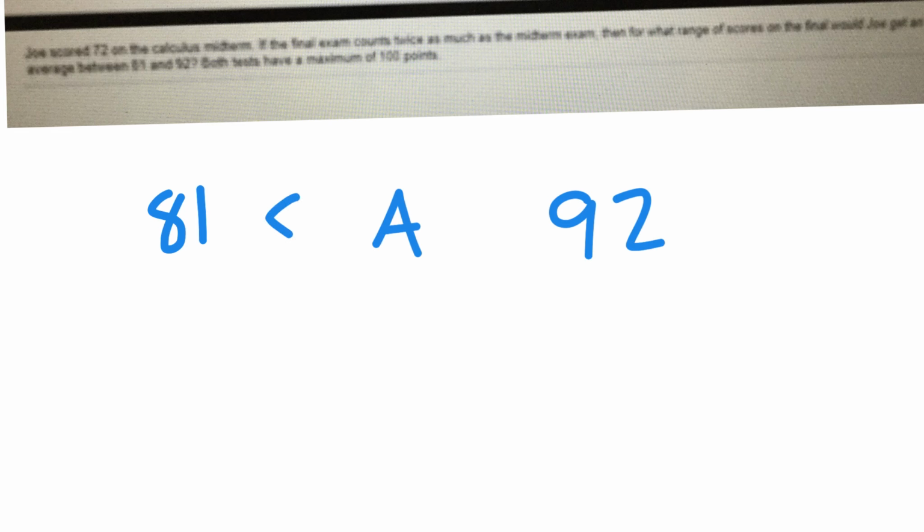Okay, so we're wanting what? We're wanting Joe's average to be between an 81 and a 92. So here's his average. We want it somewhere between an 81 and a 92. So bigger than an 81, but less than a 92.